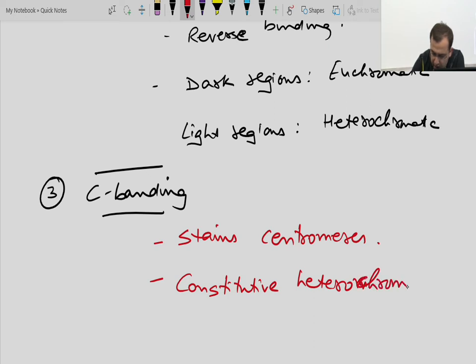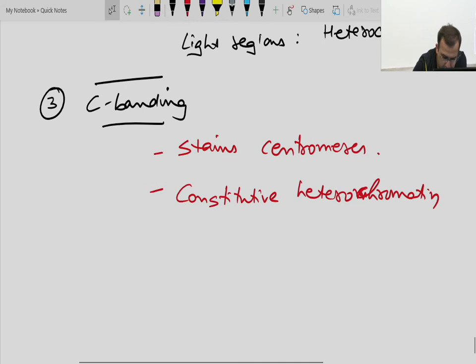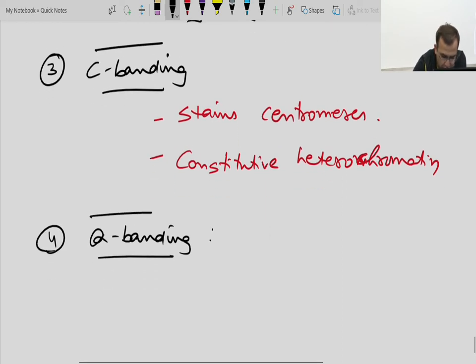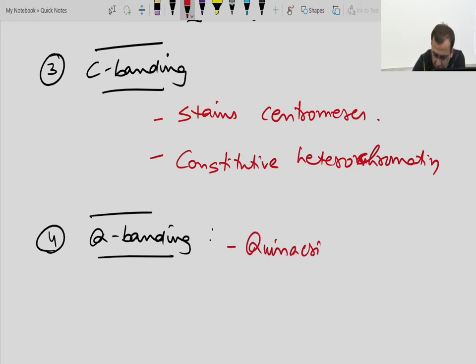It stains centromeres and binds to constitutive heterochromatin. Next is Q banding. In Q banding, we use quinacrine for staining.